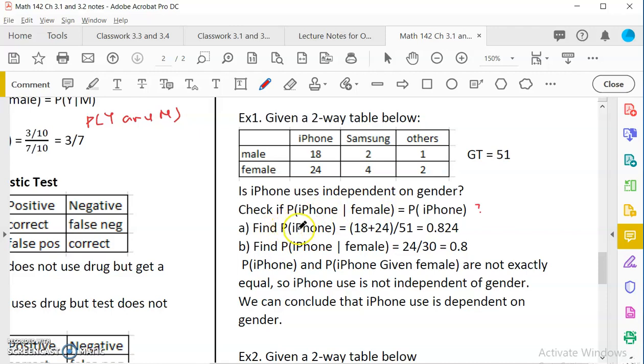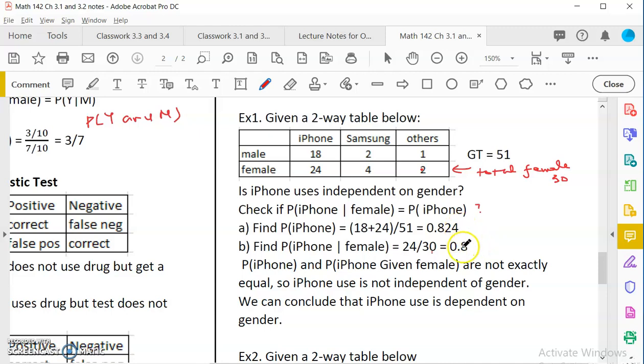So first of all, the probability of iPhone is how many people use iPhone? It's 18 plus 24. The grand total, adding 1, 2, 2, 4, 18, 24, is 52. So it's 0.824. But the probability of iPhone given it's a female, you only look at the female row. So you add the total female, 24 plus 4 plus 2 is 30. So the total female is 30. Out of all the 30, how many use iPhone is 24. So it's 0.8. So these two are not the same.